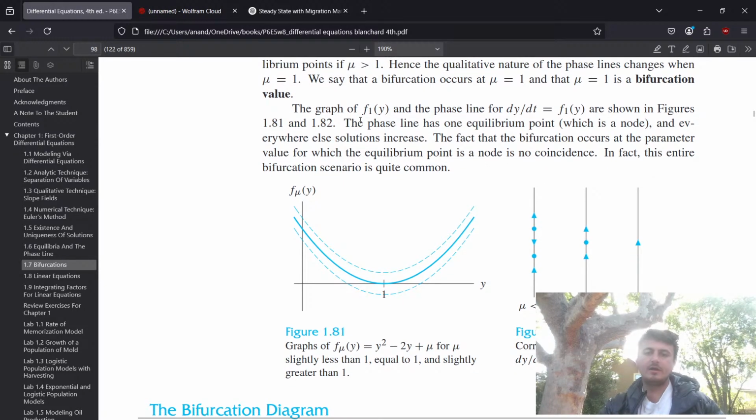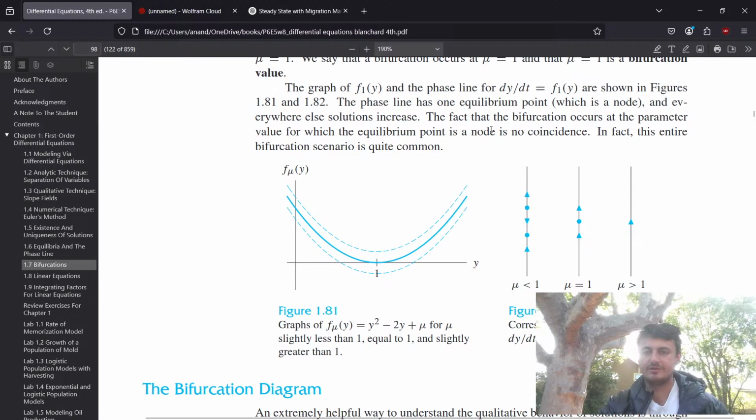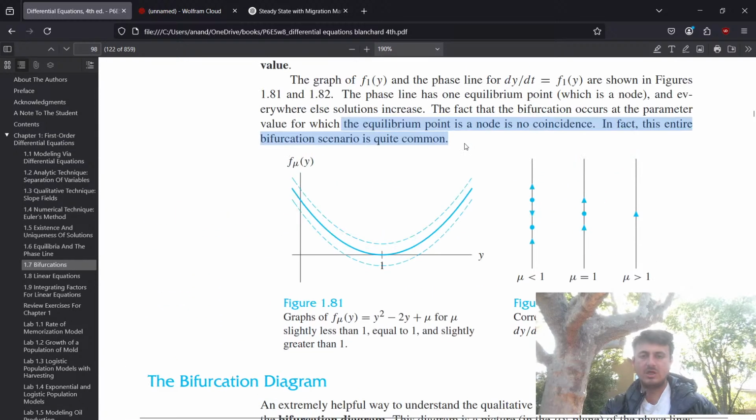The graph of f1, okay, good. It's a parabola with the minimum at the axis. So the fact that the bifurcation occurs at the parameter value for which the equilibrium point is a node is no coincidence. In fact, this bifurcation scenario is quite common.